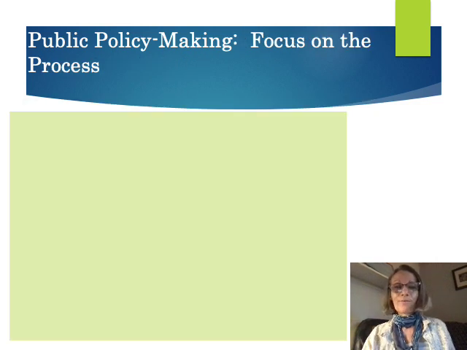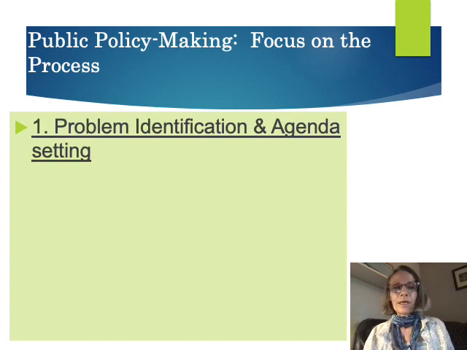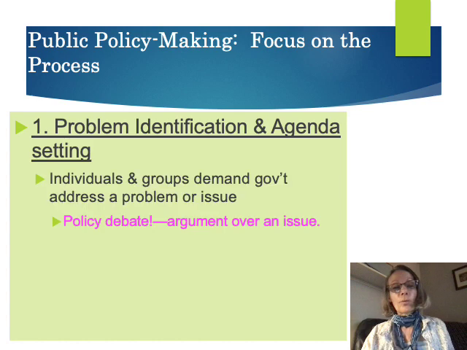Okay, so let's look at the first step in the policymaking process, and we'll broadly define it, and then we'll use Title IX to bring more specific examples to this first step. So the first step is problem identification and agenda setting. Problem identification is where individuals and groups demand the government address a perceived problem or perceived issue. And that's what your textbook talks about as a policy debate.